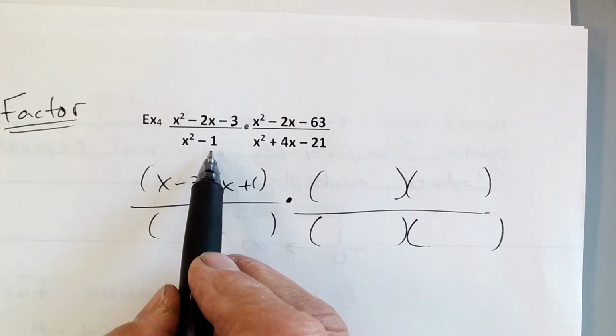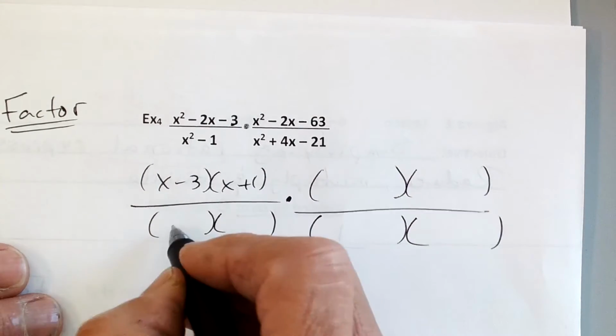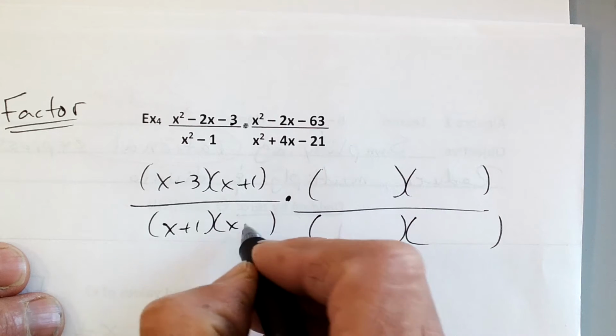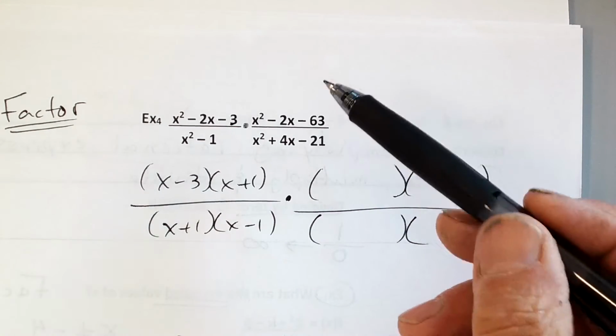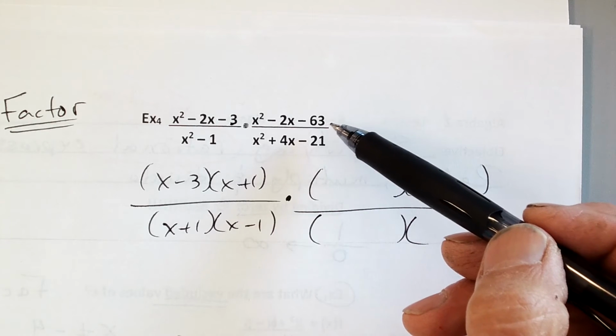Carly, what times what makes 1? Let's use a positive 1 and a negative 1, okay? Right? Riley, I'm going to give you the hard one. What times what makes 63?